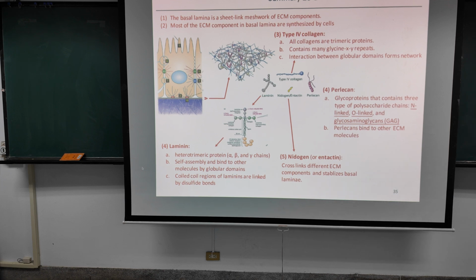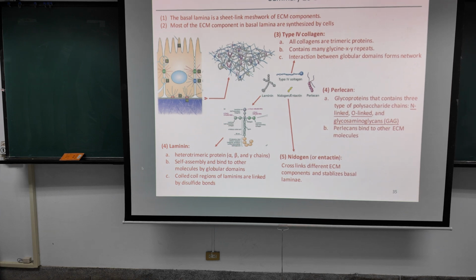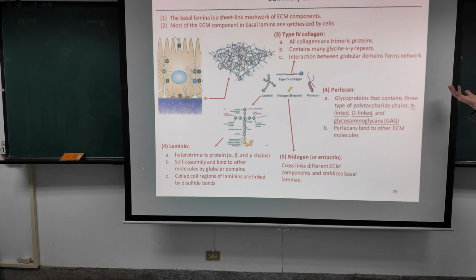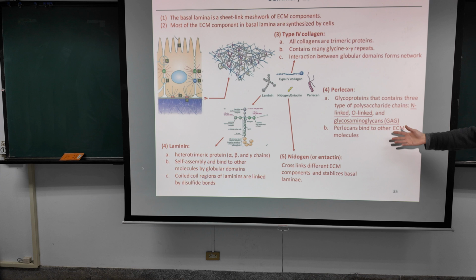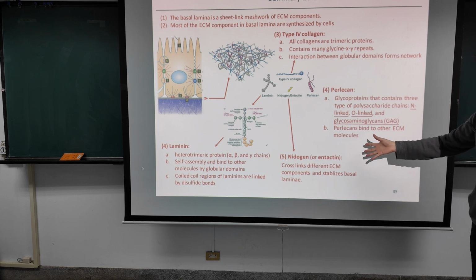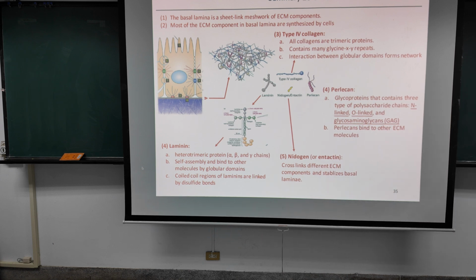And we also talked about collagen. Collagens are trimeric proteins. They contain many repeated glycine, X, Y repeats, and the interaction between the globular domains helps them form a network. And perlecan is one kind of glycoprotein. It contains three kinds of polysaccharide chains, namely GAGs. Perlecan can also bind to other ECM molecules. And nidogen, we don't introduce much, but basically it also interacts with others.